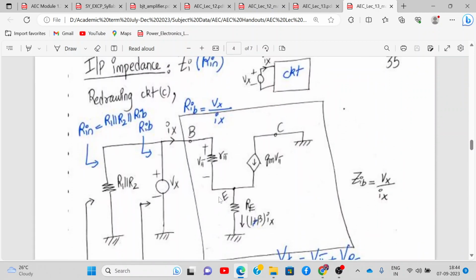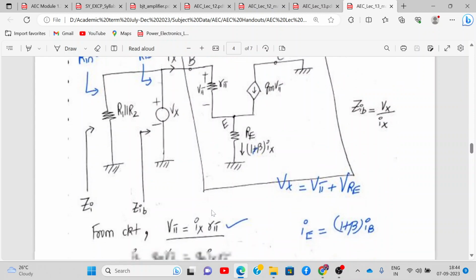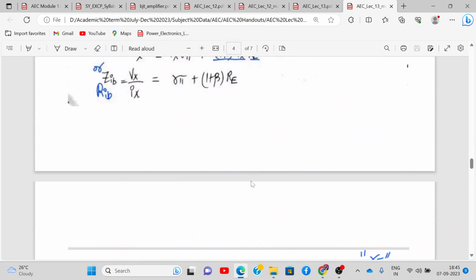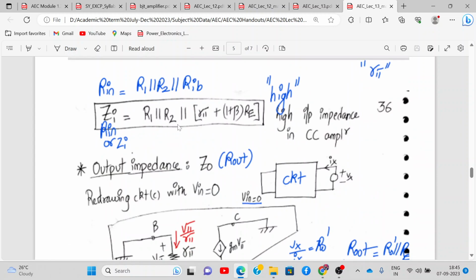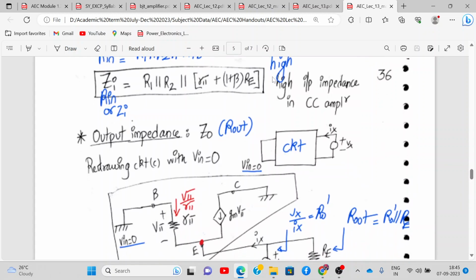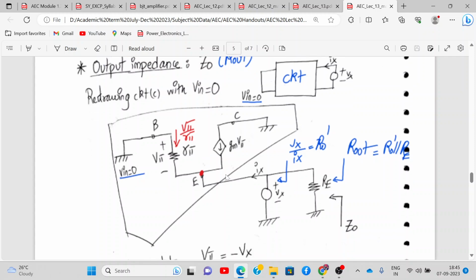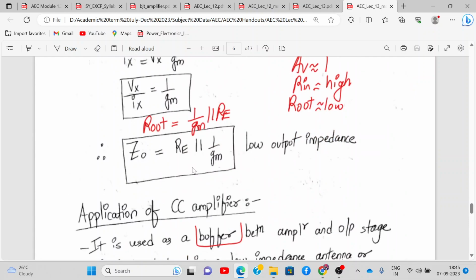Then for input impedance, put everything inside the box and calculate the input impedance. Apply a test source at the input terminal, force a current Ix. So input impedance will be Vx upon Ix. Here we can calculate Vx upon Ix as R1 parallel to R2 parallel to rπ plus (1 plus beta) times RE. This derivation is the same as your degenerated common emitter amplifier, and the result is also the same. Now your output impedance formula will be the same as the input impedance of the common base amplifier. You can check the result. This is the same formula as the input impedance for common base, which is the output impedance of common collector.